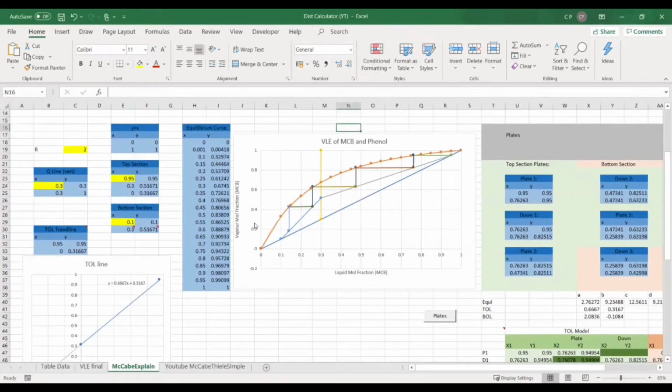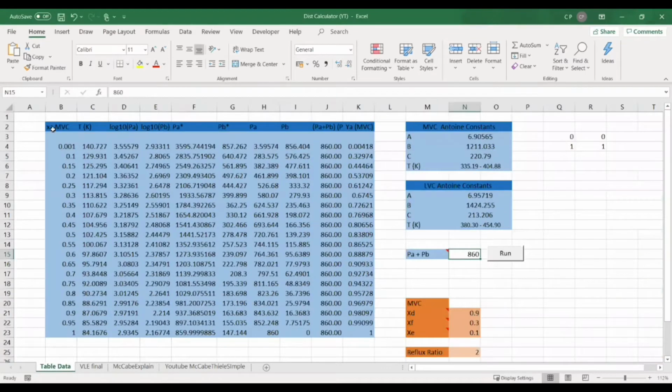So this is just going to be x. This is all of MCB, which is also referred to as component A, the more volatile component. So the first thing you need is to generate this VLE. You generate the VLE from a data table, something like this.